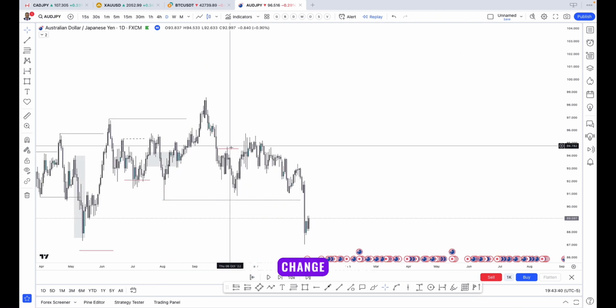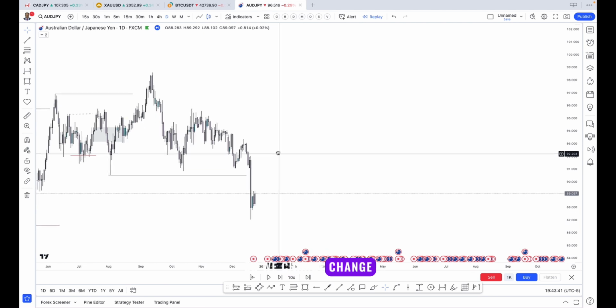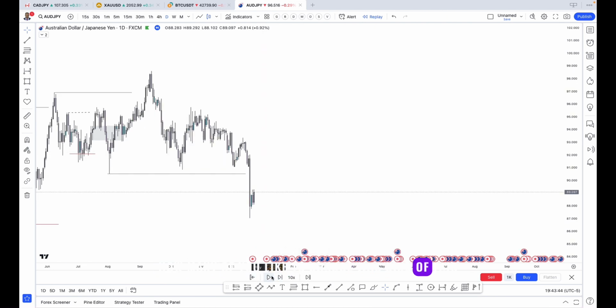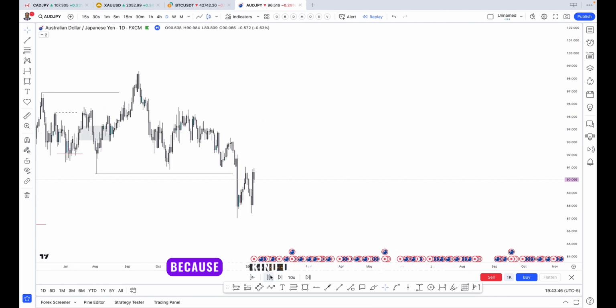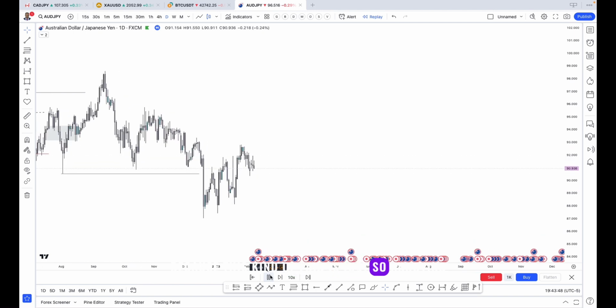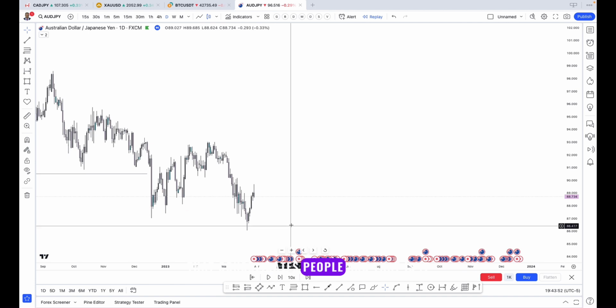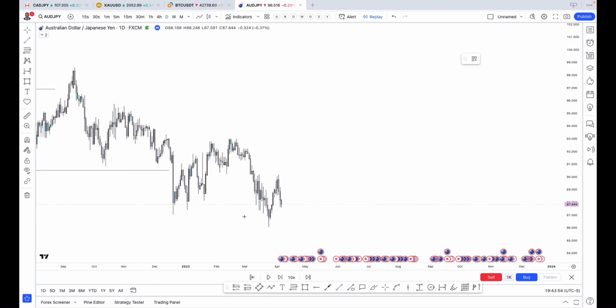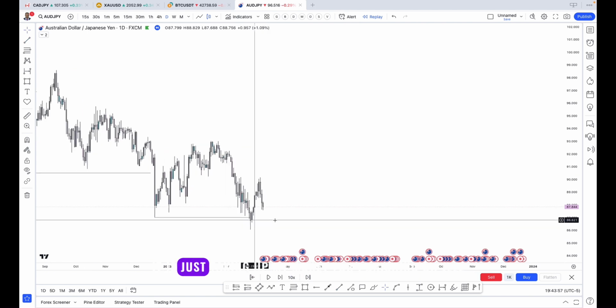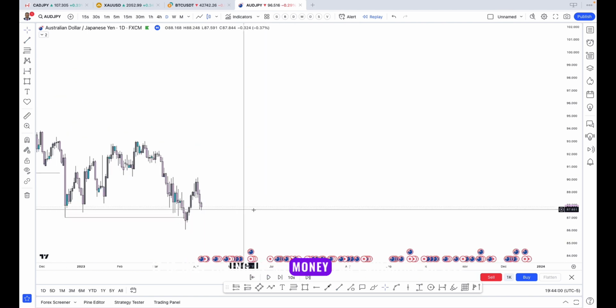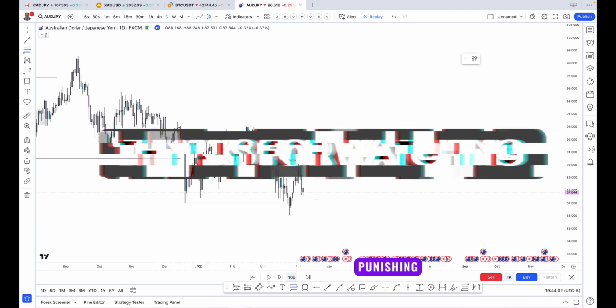So we change. How many of you like to trade this kind of pair? Because this kind of pair is just so annoying. That consolidates people, and that is it. And they end up being like, man, this thing is so annoying. It is just taking up my money.